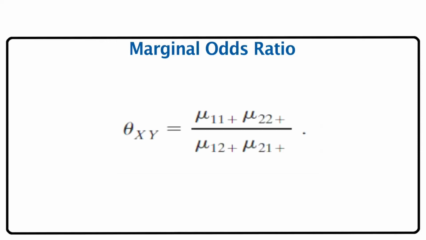Similarly, I can define the marginal odds ratio. So the marginal odds ratio for theta xy is mu11+ mu22+ by mu12+ mu21+. The plus indicates that we have summed the probabilities over all levels of z.